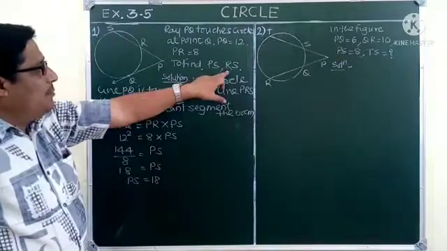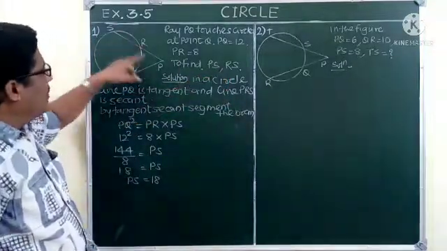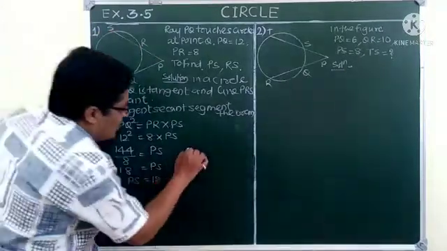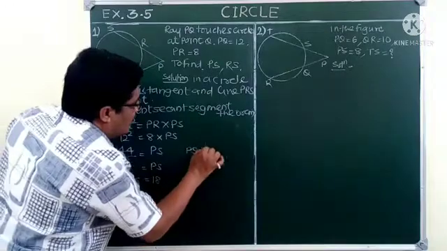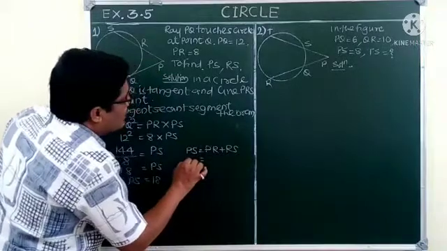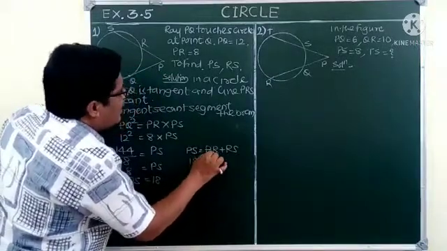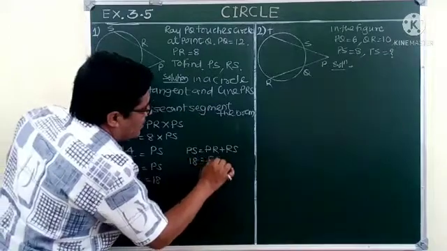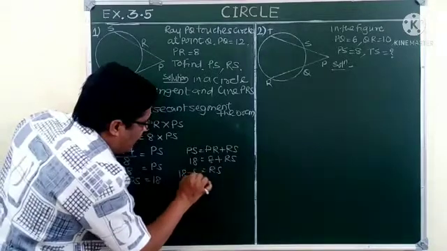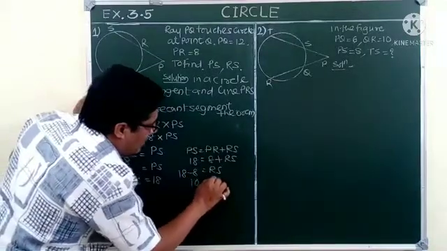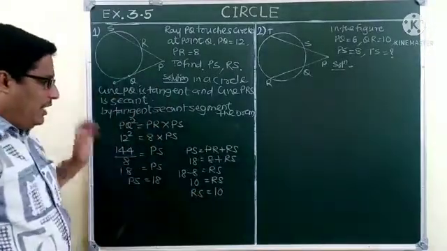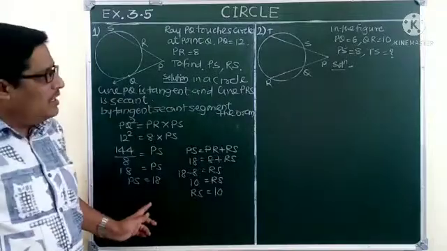यानंतर आता आपल्याला दुसरी किंमत काढायची आहे RS. तर PS is nothing but addition of PR and RS. So here we will write PS is equal to PR plus RS. So PS is 18, PR is 8 plus RS. So RS is equal to 18 minus 8, that is 10 is equal to RS. Therefore RS is equal to 10 units. तर अशा पद्धतीने हे सोडवता येईल.